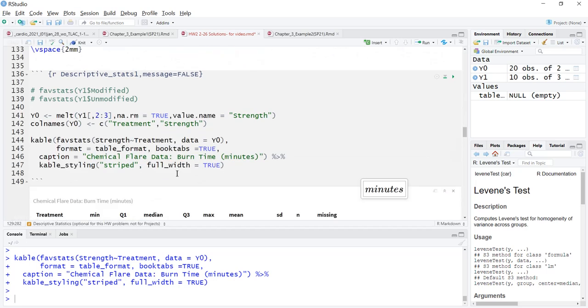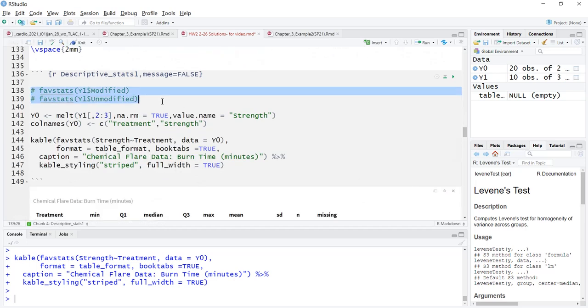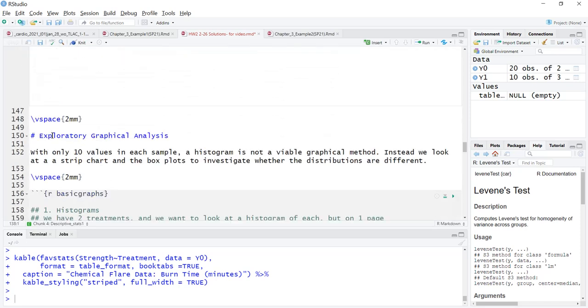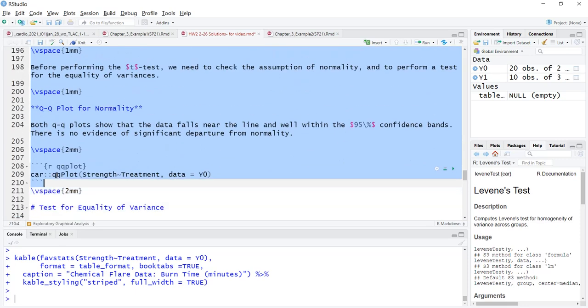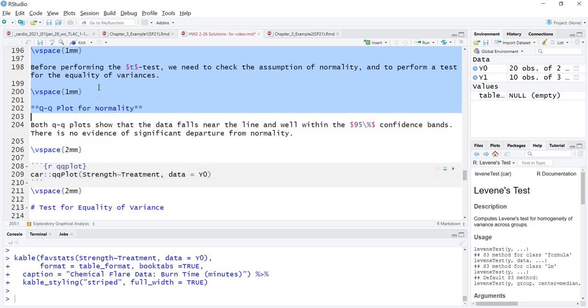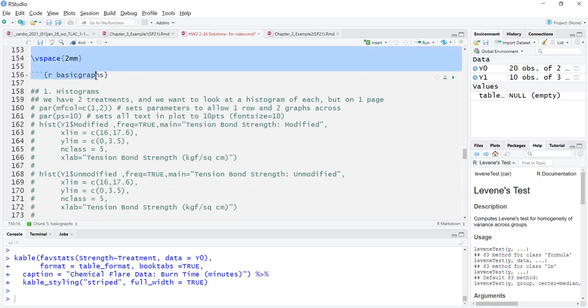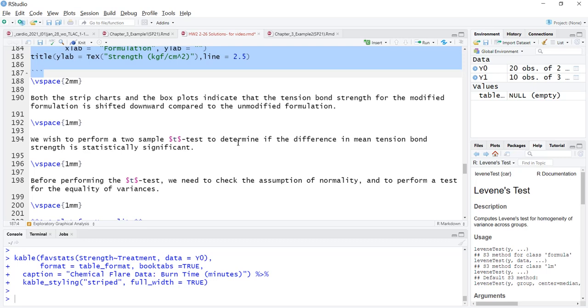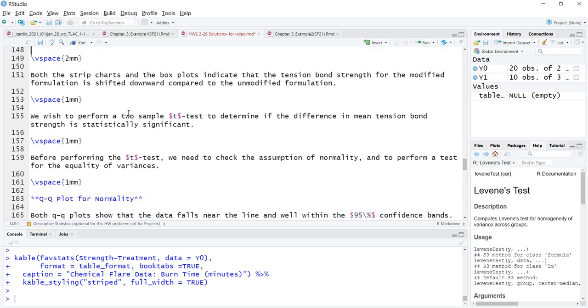Okay, so now, oh, and I can get rid of this too. I don't need anything that was really commented out to be submitting. Okay, so we're going to remove, the next thing that's asked is the test for equality of variance. So I'm going to remove the histogram, and I'm not going to remove the QQ plot. So basic graphs, let's see, dot plot, okay. So I need to make sure that I'm only getting rid of that. And then strip charts.